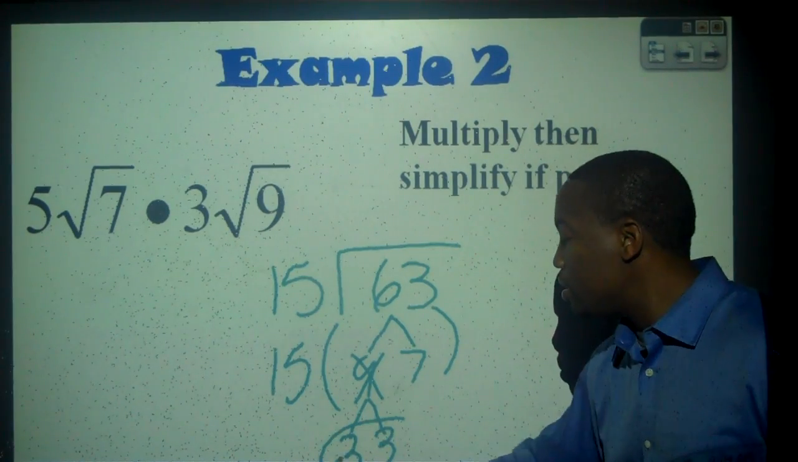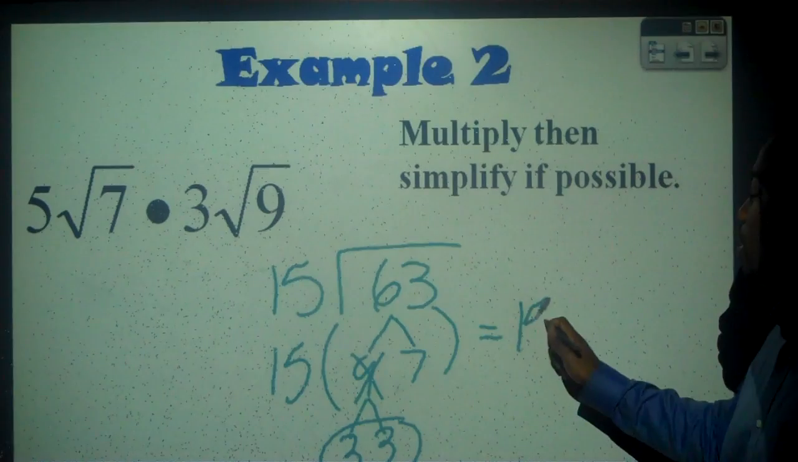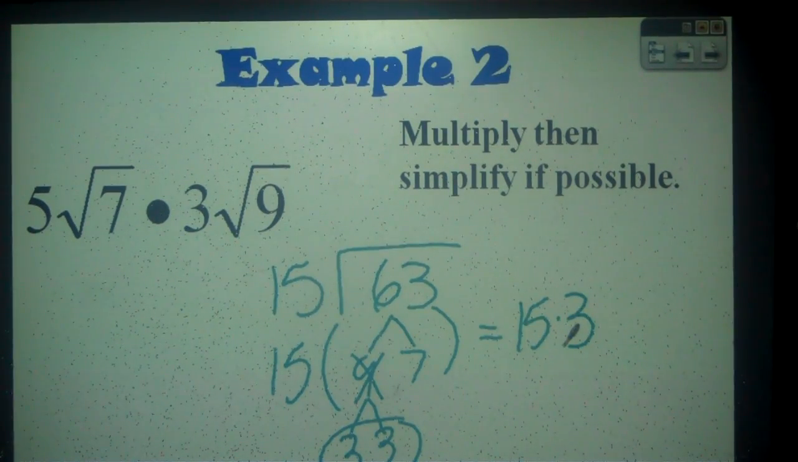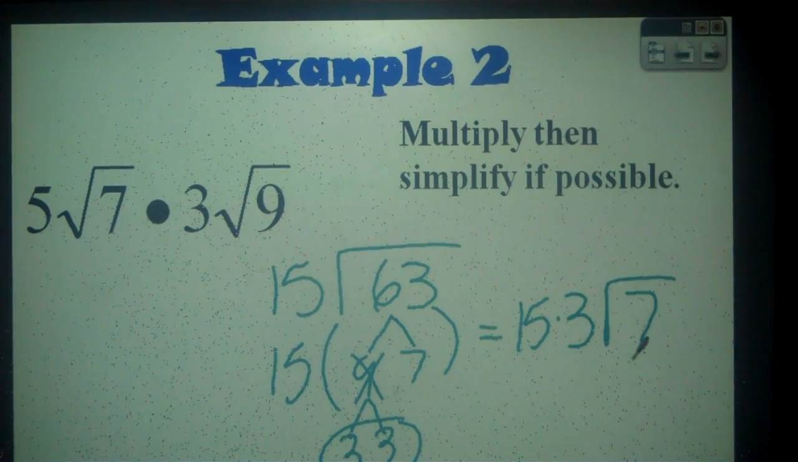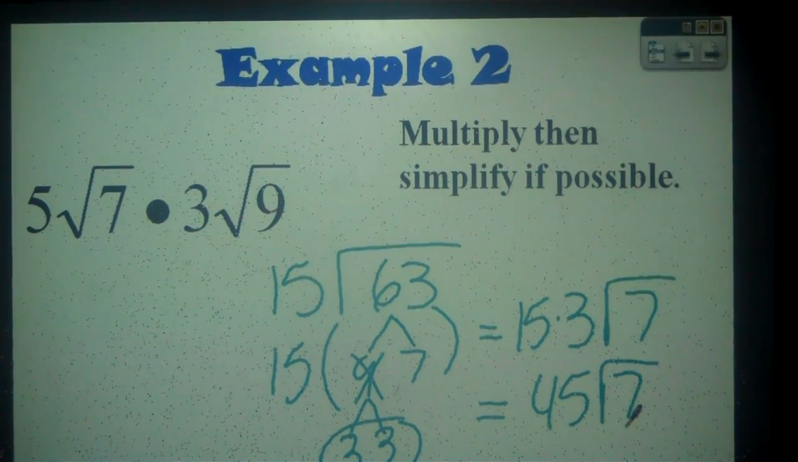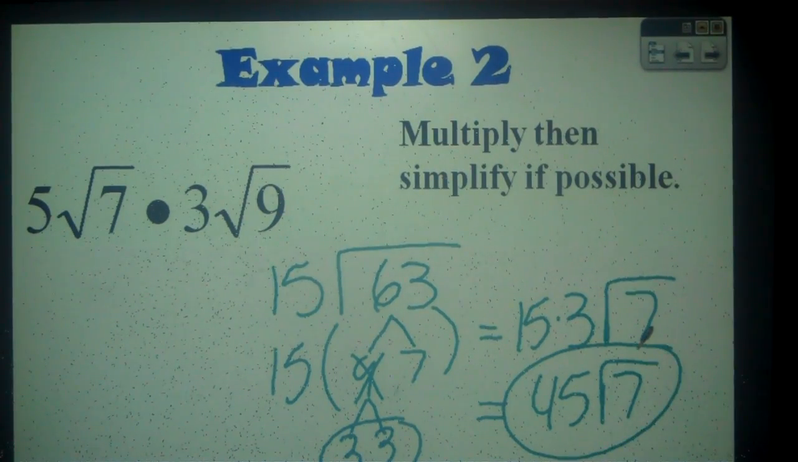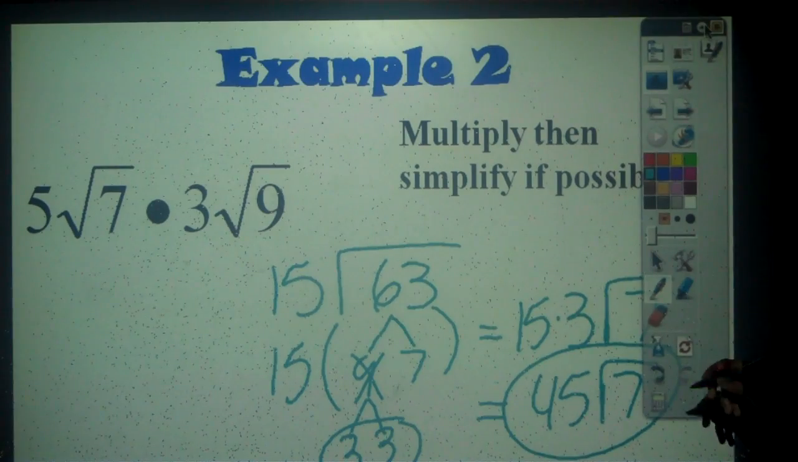If I have a pair of these, I'm going to bring it on the outside. So that would be 15 times 3, right? And what's left over? Just my 7. So square root of 7. So 15 times 3 gives me 45, square root of 7. And that's my answer for that one. Alright? 45 root 7. That one's pretty straightforward as well.